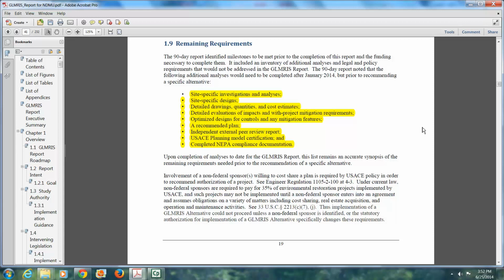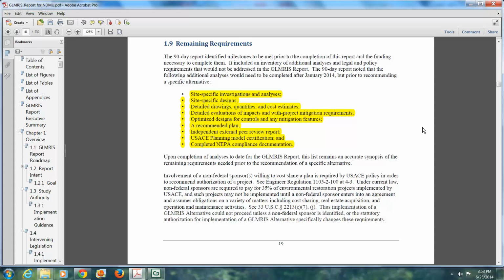This GLMRS study was unique for the Corps of Engineers, and on page 19 here you will see the closest thing to a list of questions you're ever likely to see in a Corps report. This list of remaining requirements in essence identifies the information required, in addition to the information provided in the various parts of the GLMRS study report, to identify the recommended risk management option for this problem. So you'll notice they will need site-specific investigations and analyses, site-specific designs. Looking down the list, you see they need a recommended plan, and so it would go.